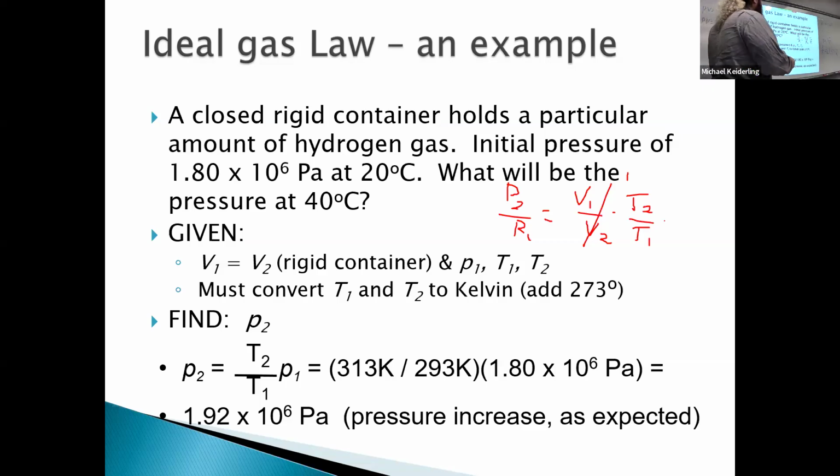So P2 over P1 equals T2 over T1 because the volume term goes away because it's constant. So P2 will just equal T2 over T1 times P1, or 313 Kelvin divided by 293 Kelvin times the initial pressure of 1.8 times 10 to the 6 pascals. And so the final pressure will be 1.92 times 10 to the 6 pascals. And this is an increase like we would expect. So that indicates we didn't make a horrible mistake here.